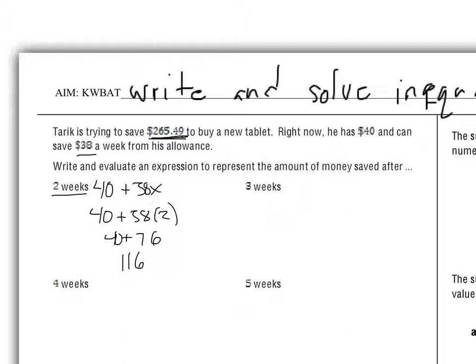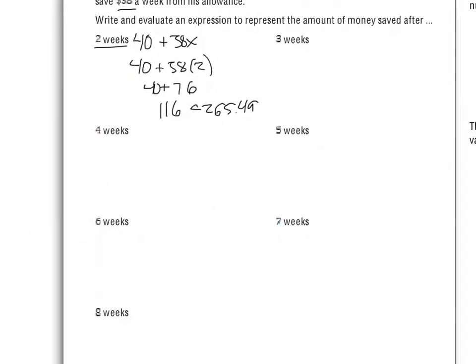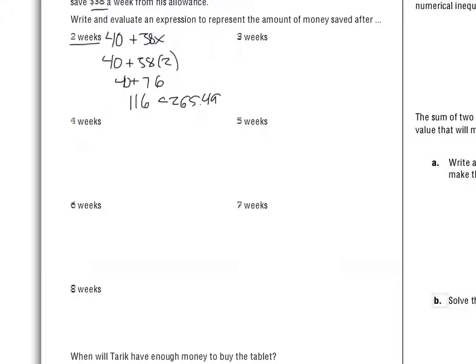Does he have enough money? No. At this point, this is less than 265, and we know that we need it to be greater than or equal to $265.49. Now let's use the same expression and find how much money he would have after these number of weeks. Go ahead and do that on your own. Go ahead and pause the video, and once you've got all those expressions solved, pick back up.